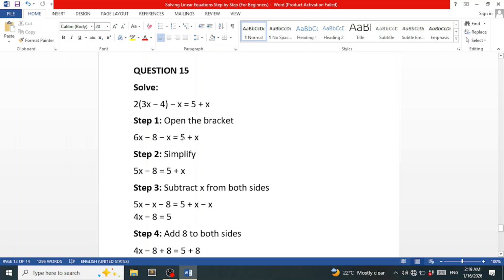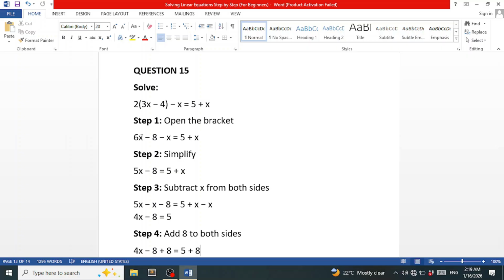Never cancel or subtract numbers when one is on the left, the other one is on the right side, when there is an equal sign in between them. Never do that. So don't make that mistake. Right from here, the next step is to simplify. Bring the x terms together and the numbers together, on one side.